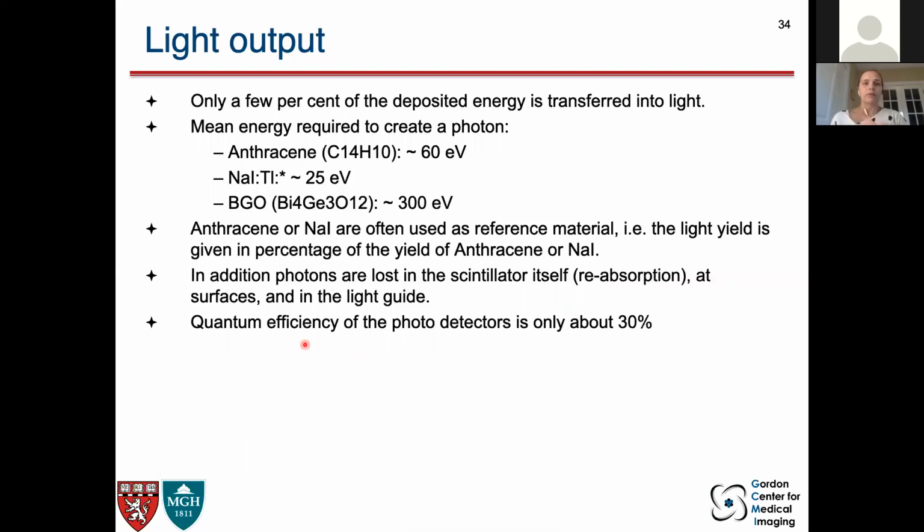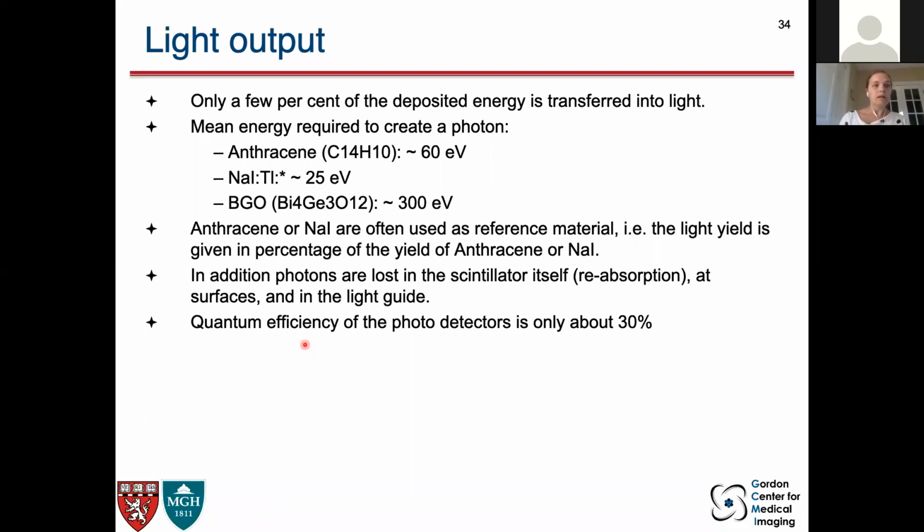So I already mentioned that light output is very important because it will determine the size of the signal that you ultimately get from your system. So in semiconductor detectors and gas filled detectors, the limiting factor in the accuracy of your system was the number of charge carriers or electron hole pairs. In a scintillator, the limiting factor is the amount of optical photons that you get to interact with your photodetector. So there's only a few percent of the deposited energy in the detector that's transferred to light.